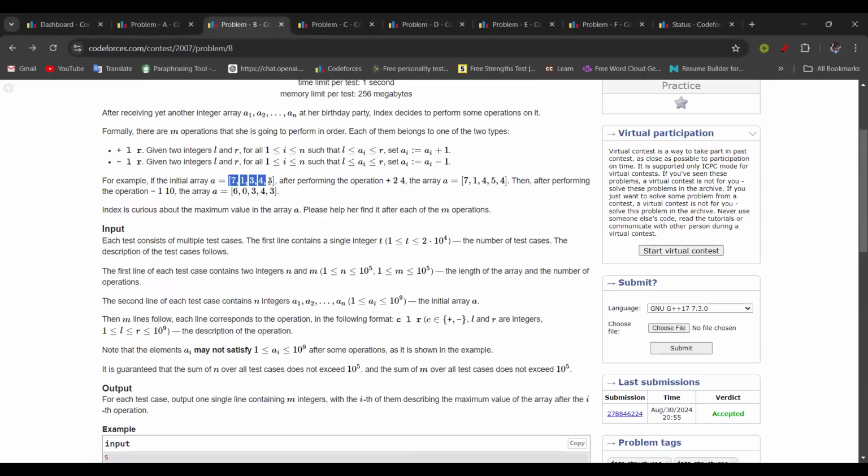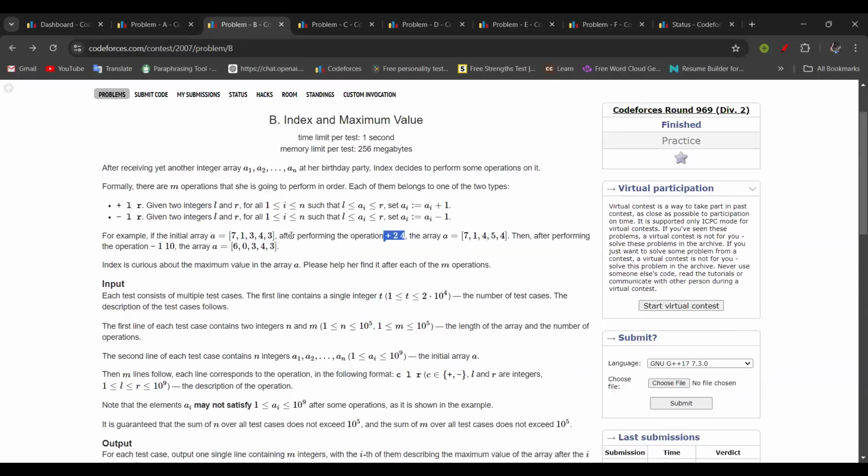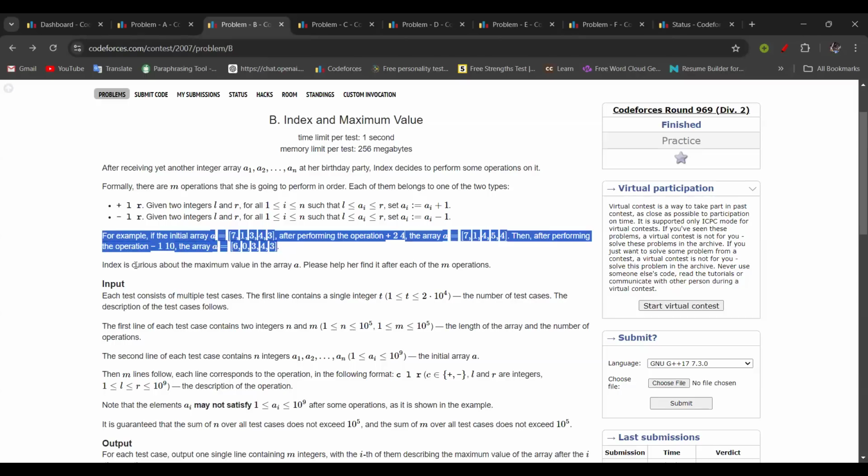For example, if you have this as your initial array and your operation is plus 2, 4, all the values in the range from 2 to 4 would be incremented. 7 is not in the range from 2 to 4, 1 is not. Now 3 is in the range, so it would be incremented to 4. 4 would be incremented to 5. In the same way 3 is incremented to 4. So this is the array obtained after performing plus 2, 4. Similarly, if you perform the operation minus 1, 10, all the values in the range from 1 to 10 would be decremented by 1. All of them were in the range, so all of them got decremented by 1. This is the operation that you need to perform on the array.